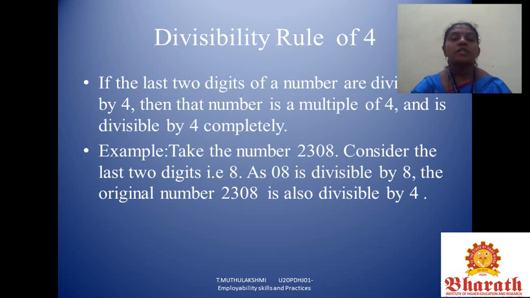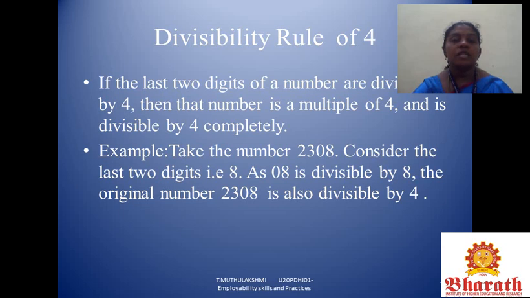So next, divisibility rule of 4. Whether one number is divisible by 4 or not is a very difficult one. So we have to take a lot of time to find out whether a number is divisible by 4 or not. So if the last two digits of a number are divisible by 4, then that number is a multiple of 4 and is divisible by 4 completely.